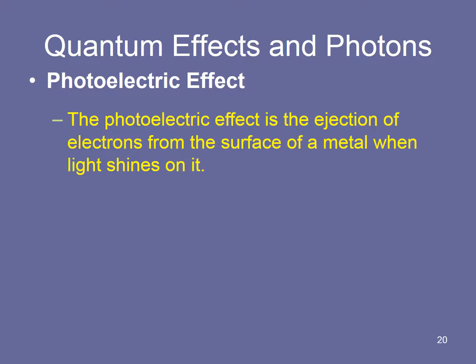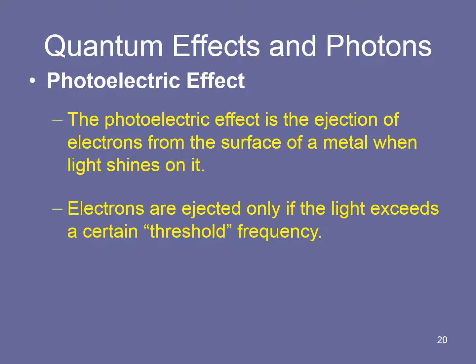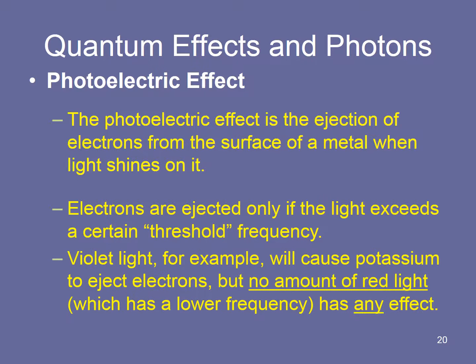So, of course, we know the photoelectric effect is when electrons are ejected from the surface of a metal when light shines on it. The electrons can only leave if the correct frequency is shined on it. So violet light, which is a higher energy light, if you use potassium as your metal, will allow the electrons to escape from potassium. However, red light, which is a little bit lower frequency light, won't have any effect on that.